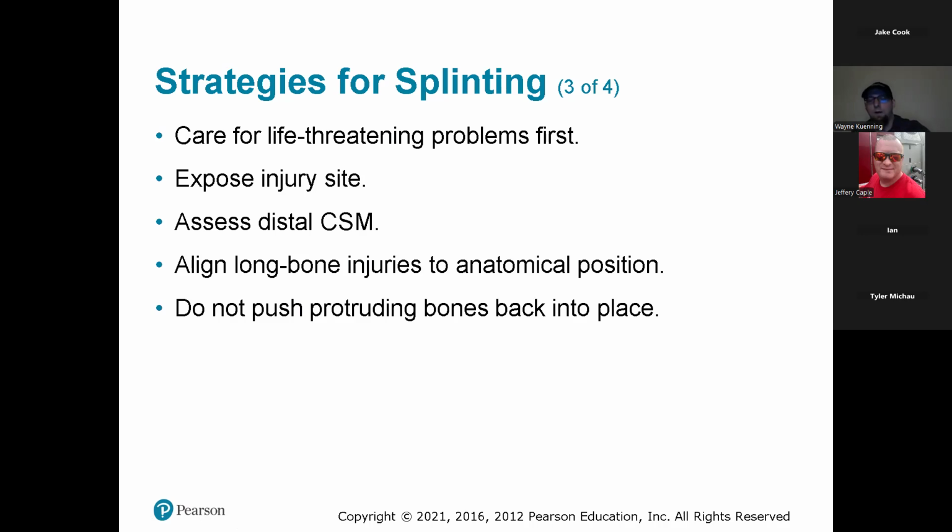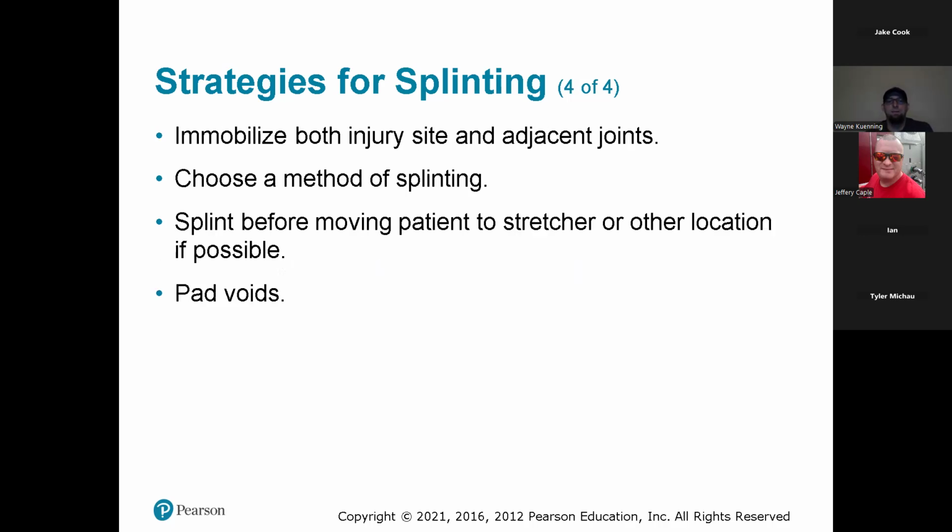Obviously, before we worry about a broken ankle, we're going to cover our ABCs and our life-threatening bleeds first, and then we're going to expose the injury and assess whether or not the patient has circulation, sensory, and motor function of that injured extremity. Align the long bone injuries to an anatomical position as best as possible, and don't push protruding bones back into place. We're going to splint above and below the injury, and then we're going to pad the voids.